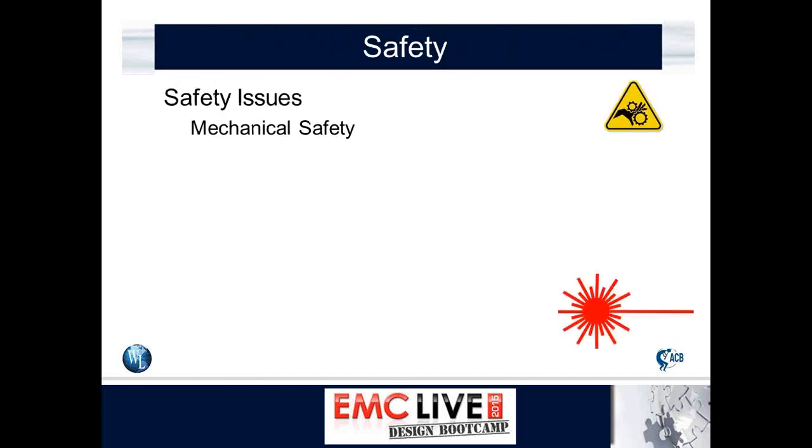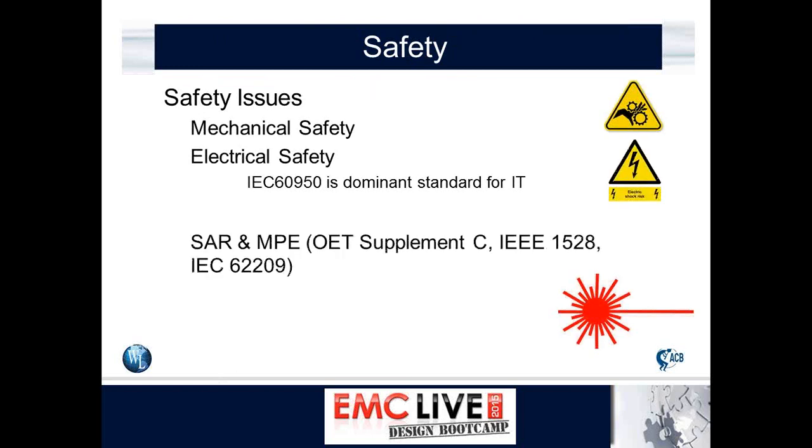On the safety side, we're concerned with several different types of safety. Number one, mechanical safety. Two, electrical safety against shock and burn hazards. If you're dealing with a radio frequency device, you may have to concern yourself with radiation hazards to human tissue, broadly defined as SAR, specific absorption rate, or maximum permissible exposure requirements. These requirements apply to many different types of wireless transmitters. And as I mentioned before, if you have a laser device, you may have to concern yourself with laser safety to protect human sight.